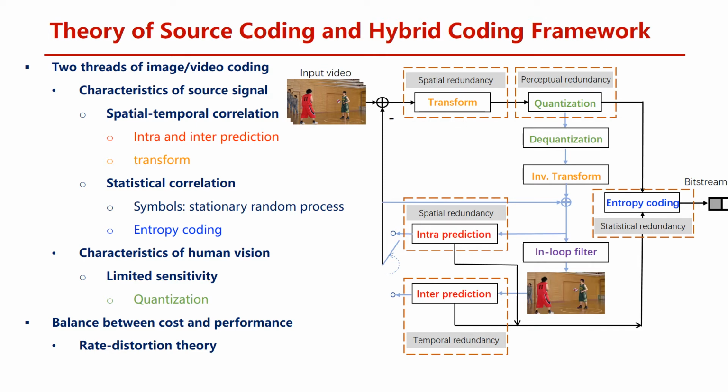I believe people working on coding understand that we compress image and video following the theory of source coding. There are two threads of compression: the characteristics of the source signal and the characteristics of human vision. The existence of spatial temporal correlation leads us to prediction and transform. The existence of statistical correlation leads us to entropy coding. Because of the limited sensitivity of vision, we can conduct quantization.